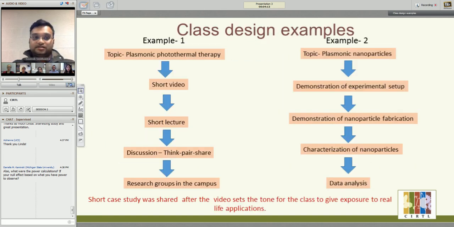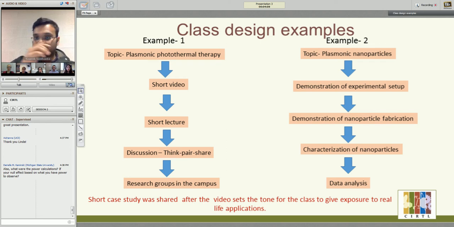Yeah. So these are some of the examples of class designs, as you can see on the slide. On the left side, in example 1, it was a class on plasmonic photothermal therapy, like heating of nanoparticles to kill cancer cells. We started off with a short video, followed by a short lecture, followed by a discussion, and then research group demonstrations of this kind of research in different labs on the campus itself. So it was really interesting.